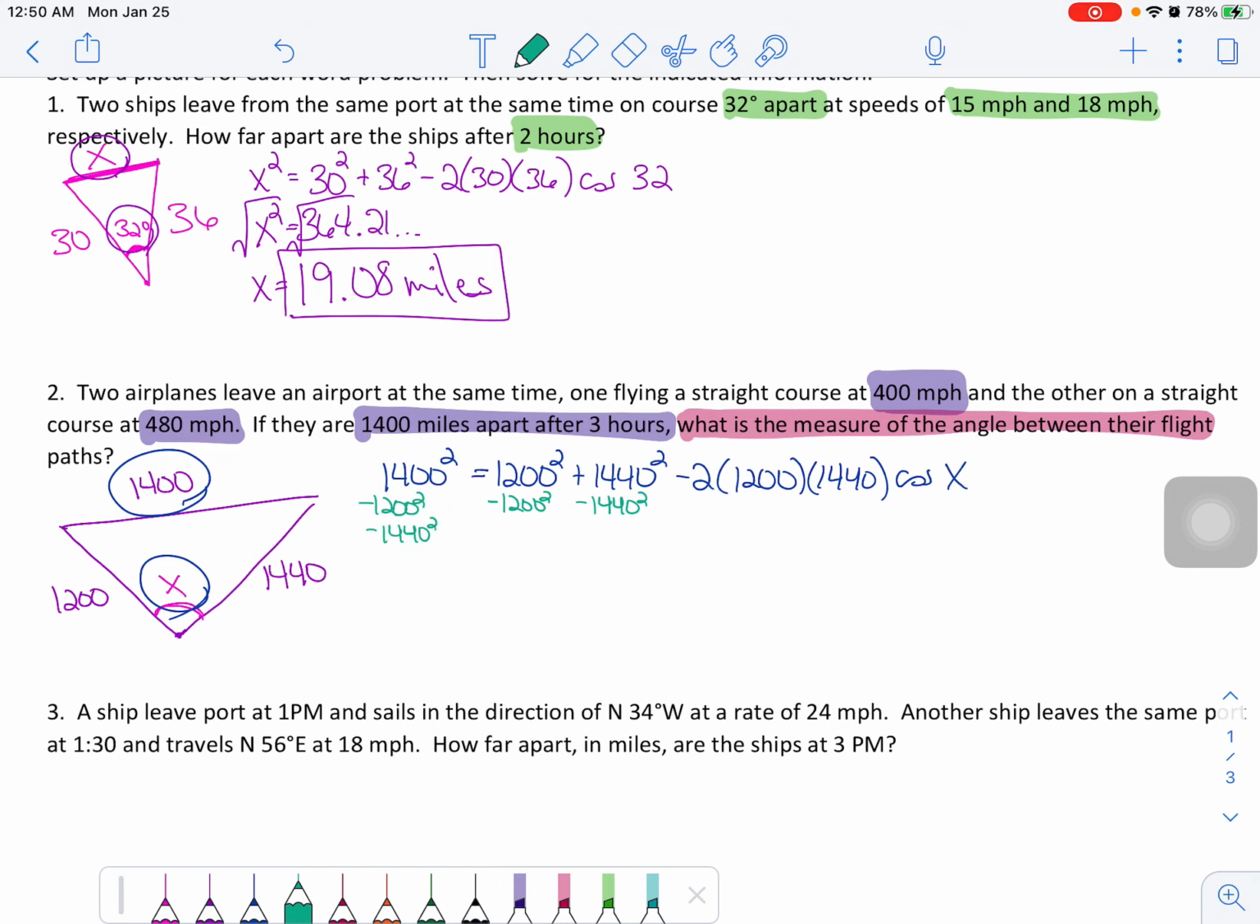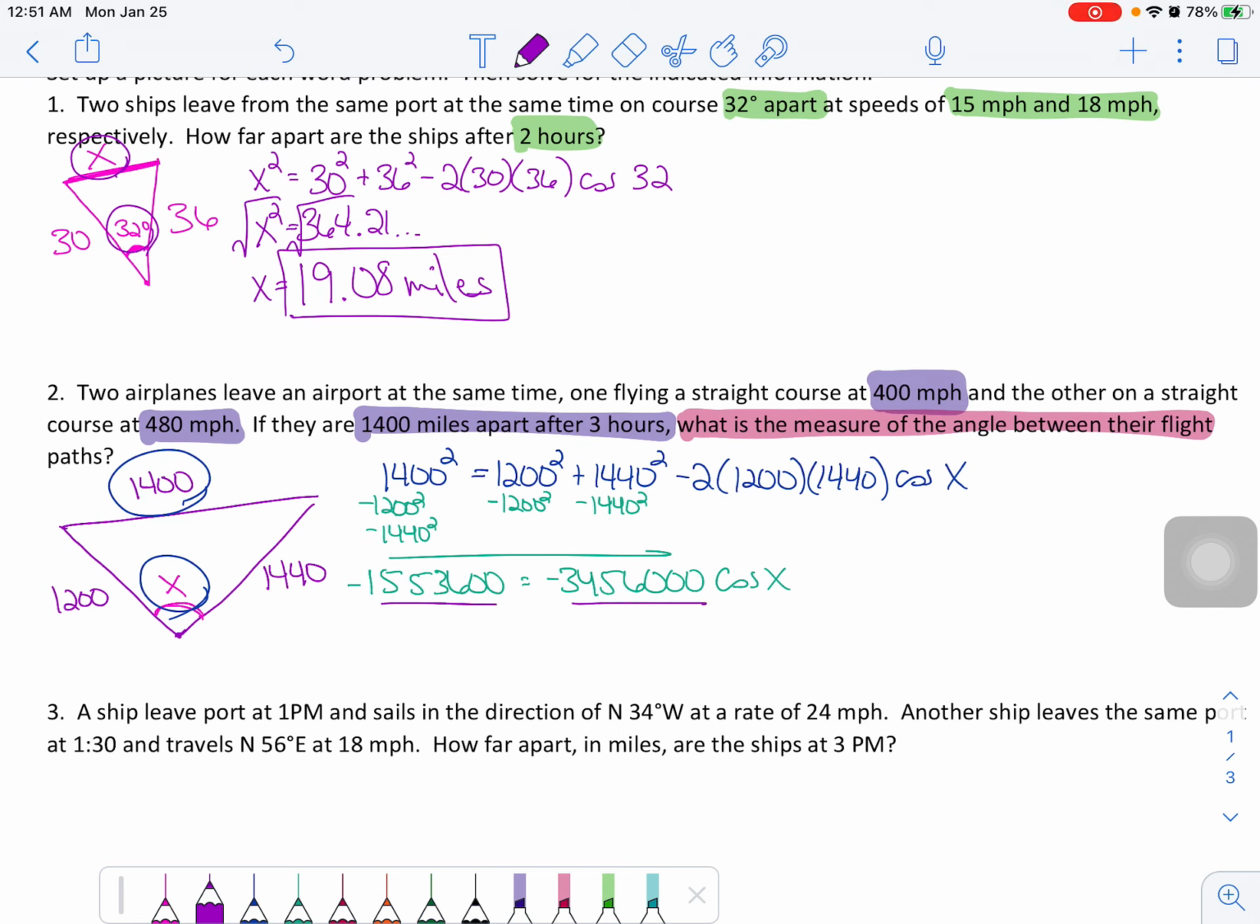So let's see. Do that. So 1,400 squared minus 1,200 squared minus 1,440 squared. That is a very large number. So negative 1,553,600. And I'm also going to multiply out negative 2 times 1,440 times 1,200. Order on multiplication won't matter. So negative 3,456,000 cosine of x. Large numbers, and that's okay.